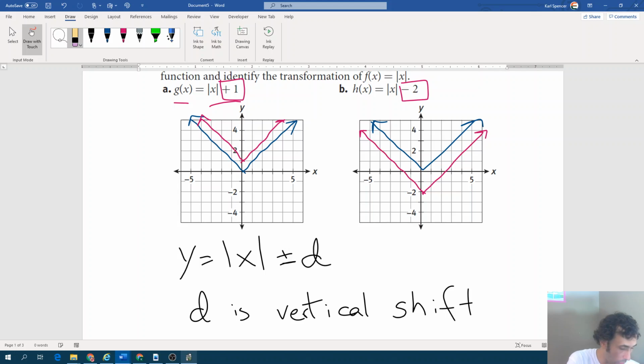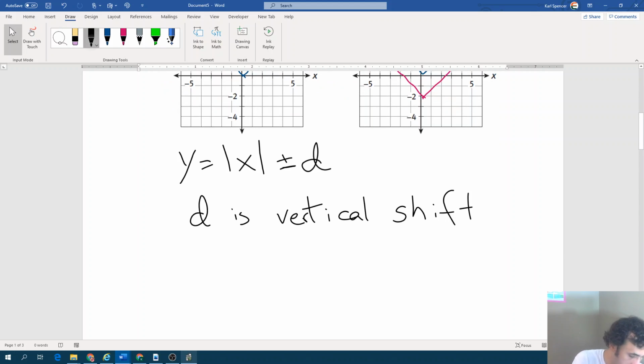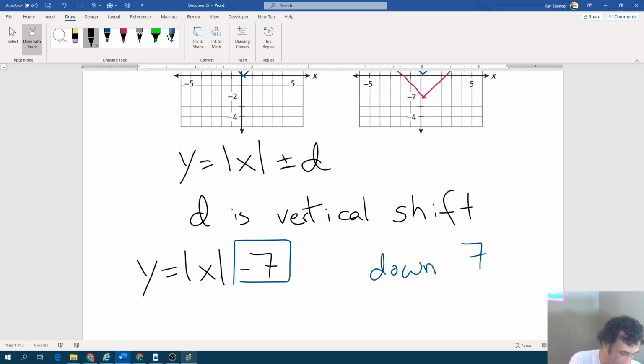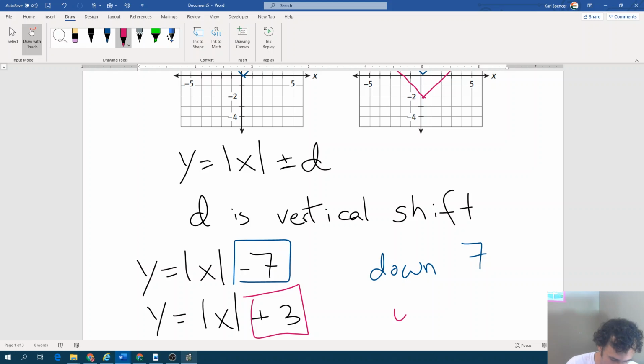So just a quick example, if we said y equals the absolute value of x minus 7, what is the transformation on this graph? This graph, because of that minus 7, would shift down 7. If I had the equation y equals absolute value of x plus 3, what does that 3 do to my graph? Well, it's a positive 3, so it goes up 3.